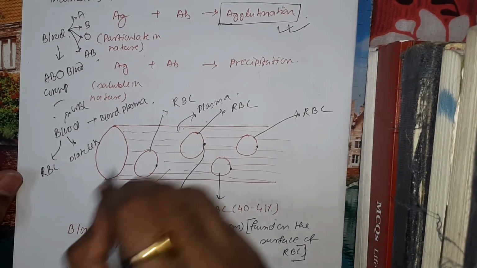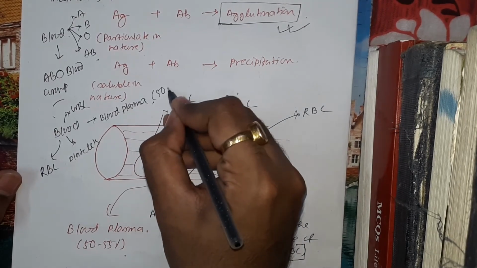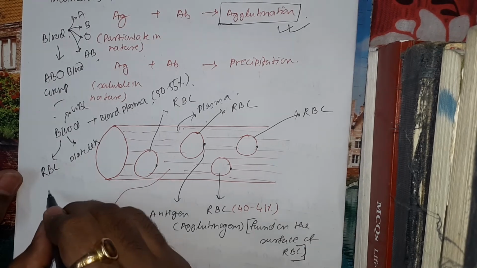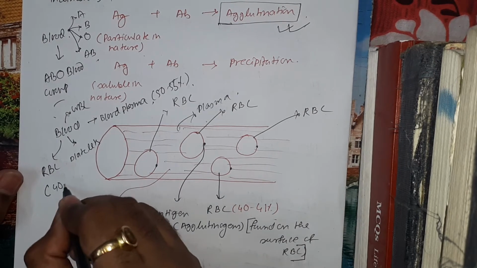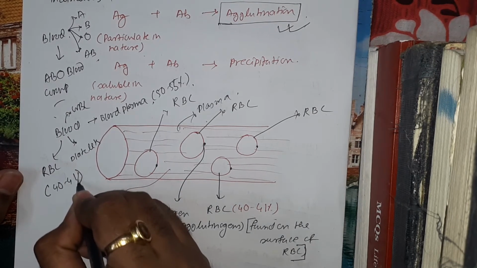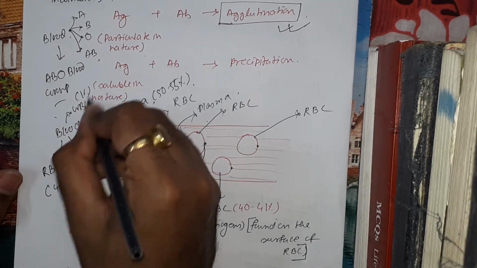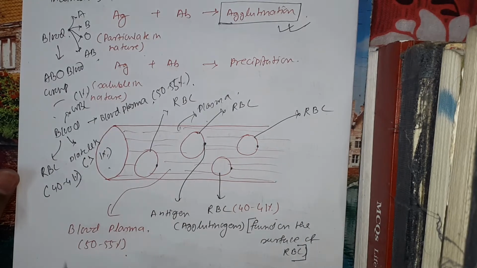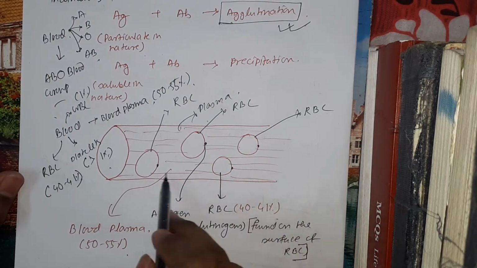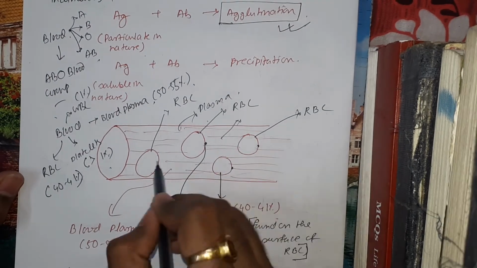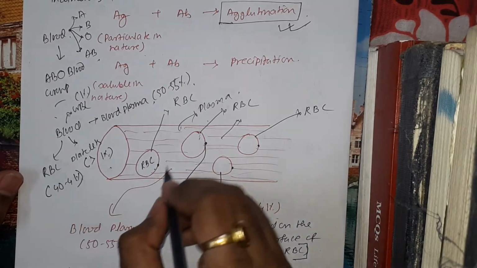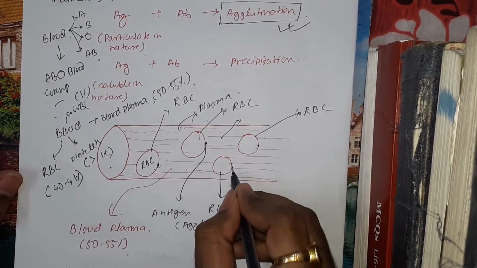Among them, blood plasma will occupy 50 to 55% of total blood, and RBC will take 40 to 41%. Approximately 1% will be our WBC, and less than 1% will be platelets, right? So this is our blood plasma, and this is our RBC. On the surface of RBC, our antigen is present.